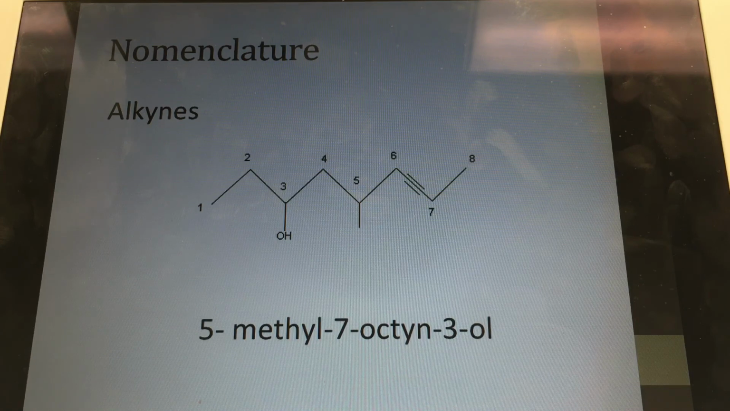So you want to start by numbering the longest carbon chain. So we have an alcohol group on carbon 3, and then the triple bond on carbon 7, and a methyl group on carbon 5. And you want to name the substituents in alphabetical order. So this results in getting 5-methyl-7-octyn-3-ol.